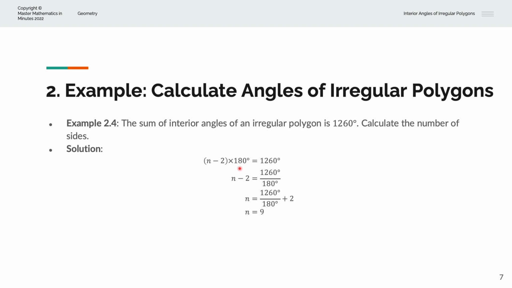So we'll divide both sides by 180 degrees, so that becomes n minus 2 on the left, and on the right we have 1,260 degrees divided by 180 degrees. And we'll bring the minus 2 to the right-hand side, and that becomes plus 2. And we'll copy n down, and we'll copy this term down. And that simplifies to n equals 9. So this irregular polygon has 9 sides.